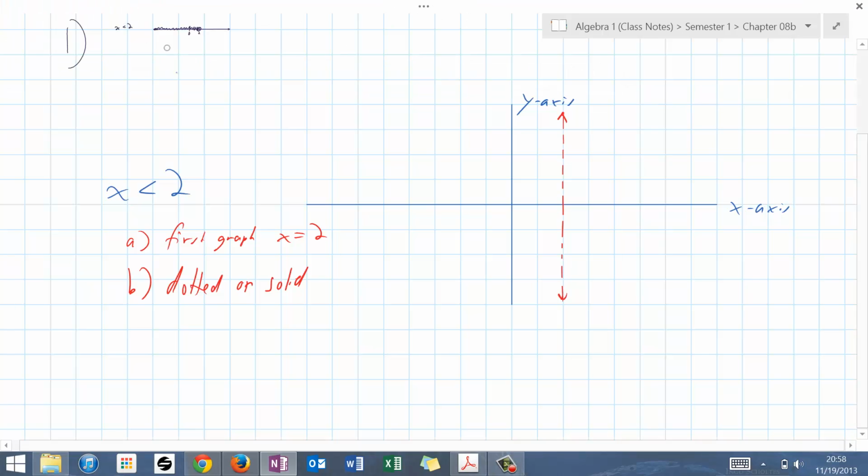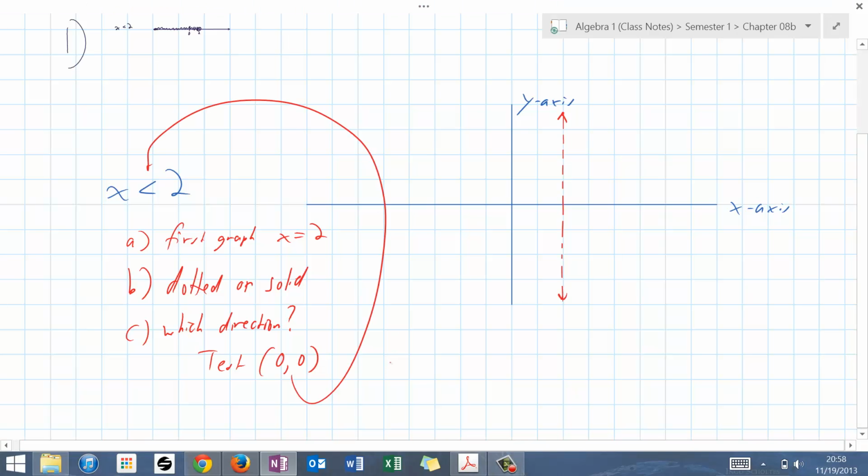Last, after we've graphed the line and we put a dotted or solid line, then I should make this red to match it. Then I'm going to decide which direction to shade. Which direction? This is less than, and everything less than 2 would be to the left. But one way to do it is to test 0, 0, since that's not actually a point on this line. So if I test 0, 0, I can't plug 0 in for y, but I can plug 0 in for x. I'm going to test it in here. So what I get is 0 for x is less than 2, and that is true.